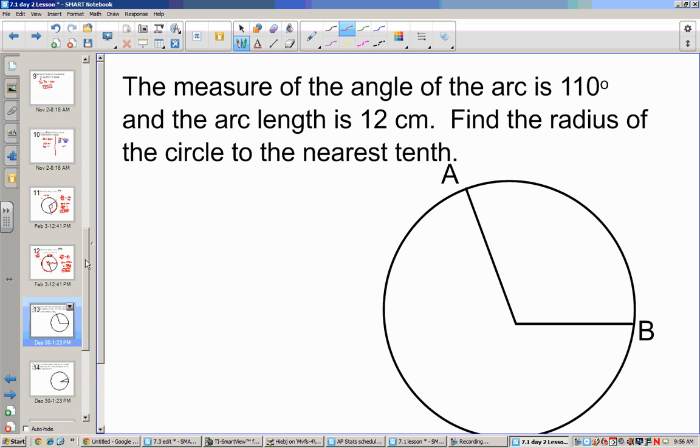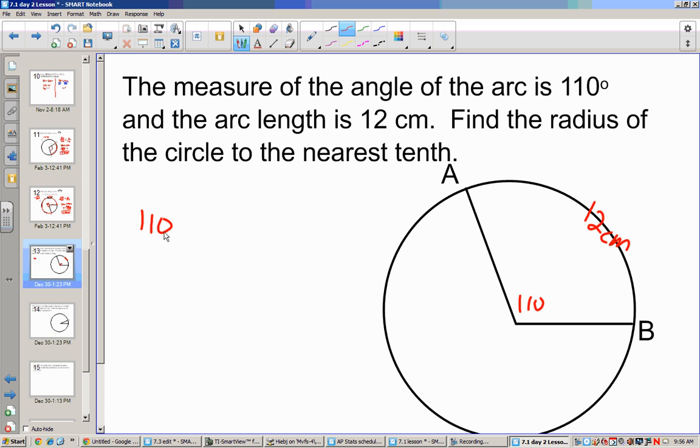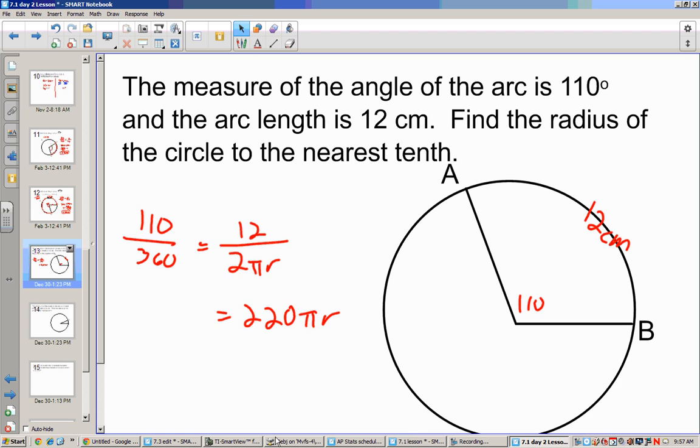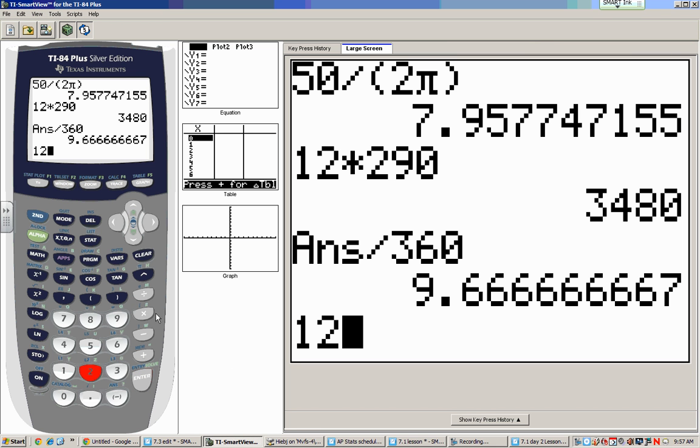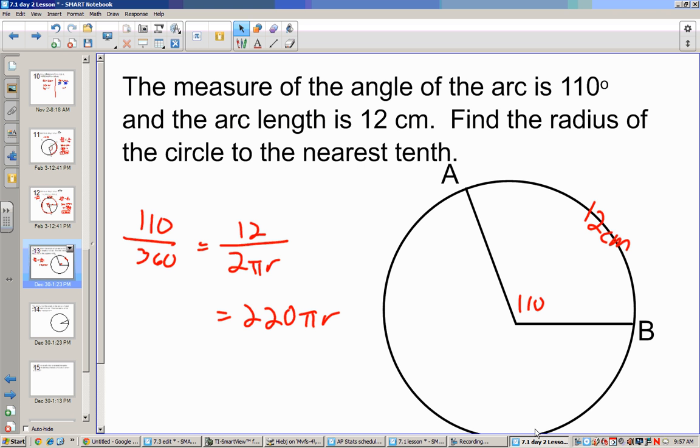Now the question asks, the measure of the angle of the arc is 110 degrees. So that we know this is 110. The arc length, so this distance, is 12 centimeters. Now we want to find the radius. So we set up the equation the same way, 110 out of 360. Now it's going to be the arc length over the circumference. The formula for circumference is 2 pi r. Now we cross multiply. 110 times 2 is 220 pi r. 12 times 360 is 4,320.